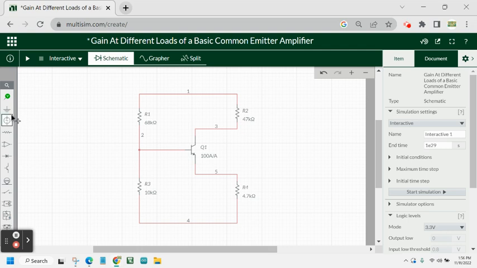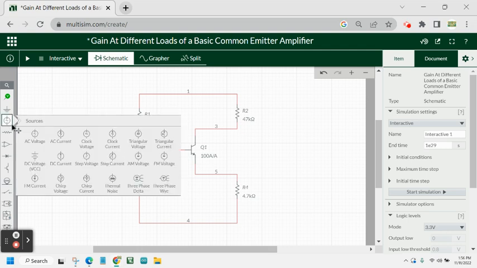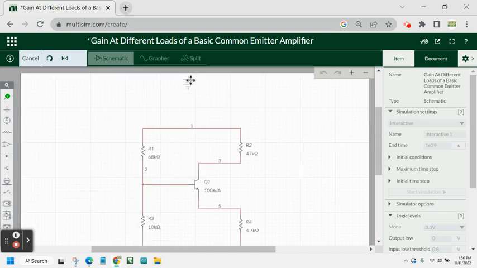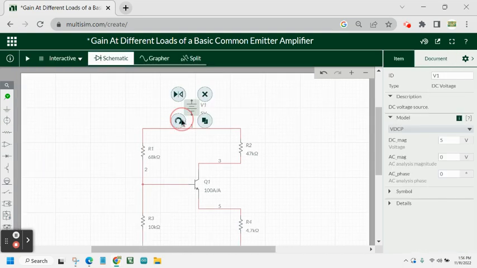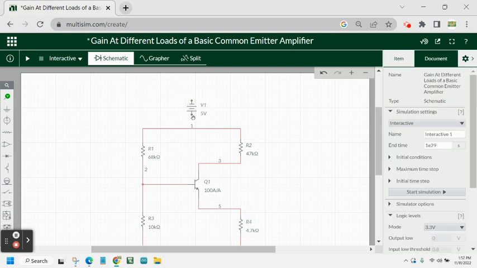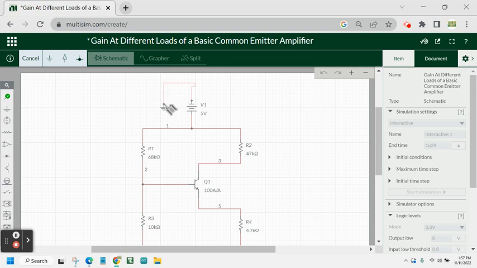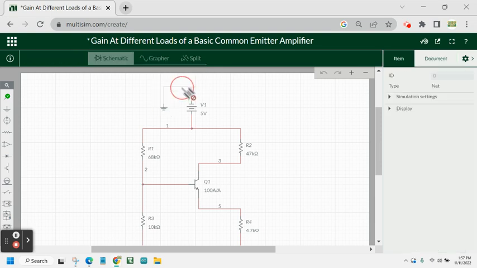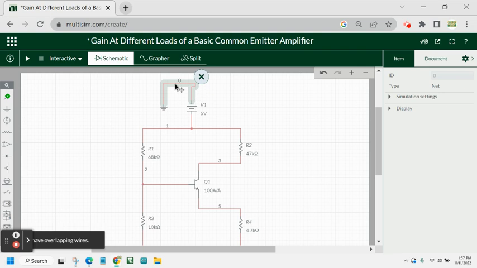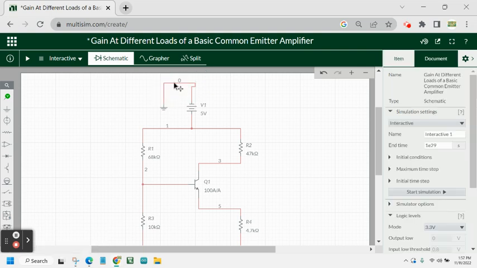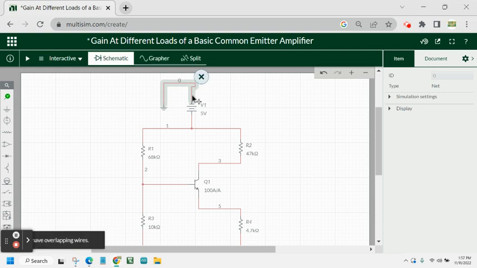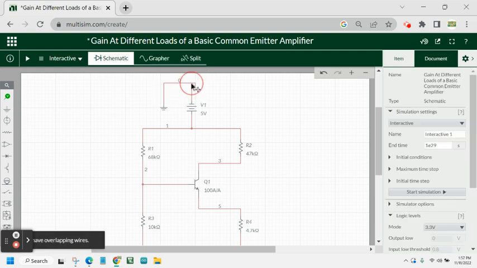And then we will be having here a DC voltage source at the top, and we have to rotate it so that the positive side of the DC voltage source will be connected here, and of course the negative side will be connected to a ground. Then this will be used as our biasing voltage source for our amplifier. Let me just fix this for a while.